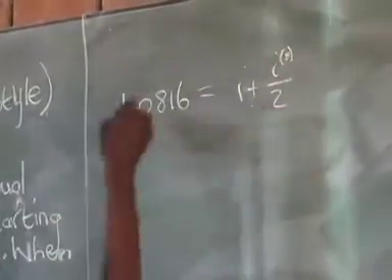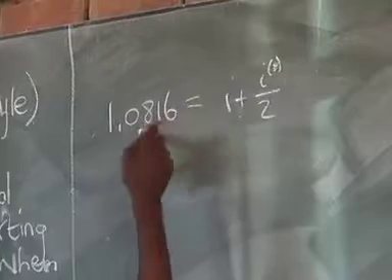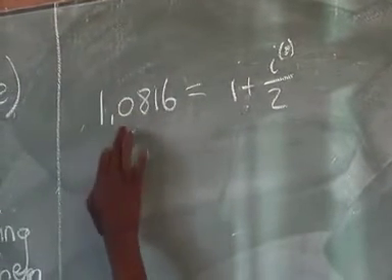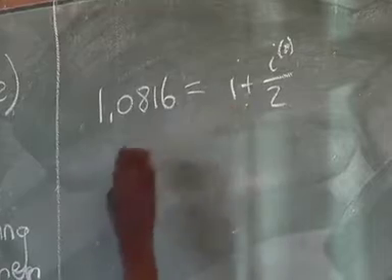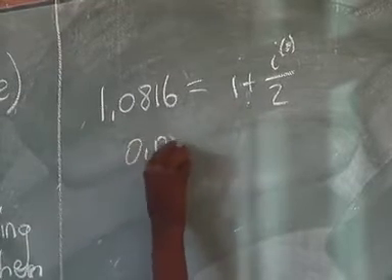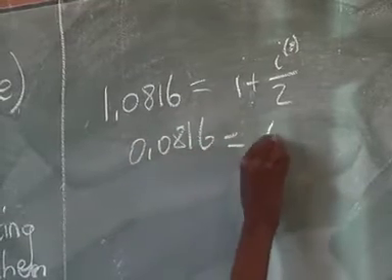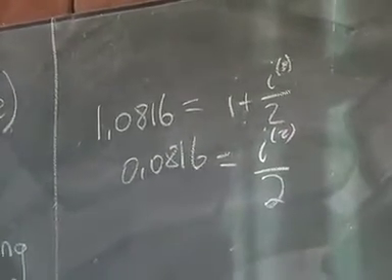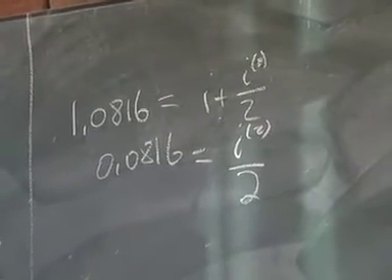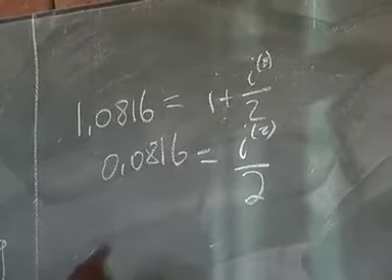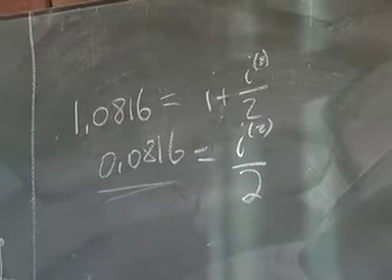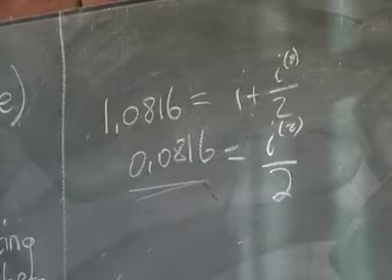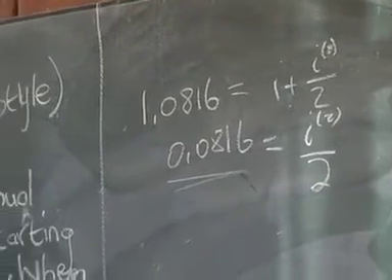Then taking this 1 to this side, it means I'm going to separate this 1 from this thing. I'm going to end up with 1.0816 minus 1, which is 0.0816, equals i2. This is now our interest rate that we will be using to solve this problem. Our interest rate is this amount that I just calculated. So we must be careful to read the questions so that we can understand what we are calculating.